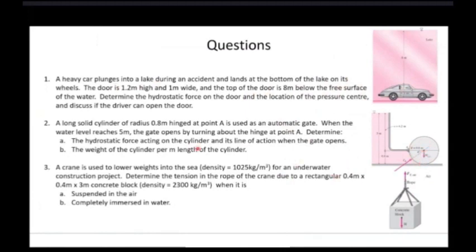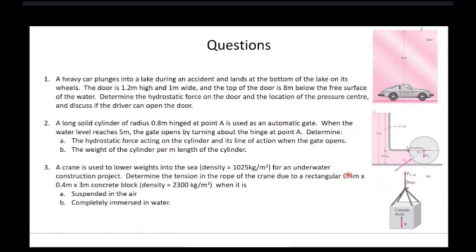And then the last question is all about buoyancy, and I want you to use this scenario to understand what tension you would have in this rope if this object were being held in air, and then it's lowered into the sea. It's used as a sea defence underwater construction project. So what would be the tension in the rope when you lift it in the air, and then when you lower it into the water, what would be the tension in the rope?